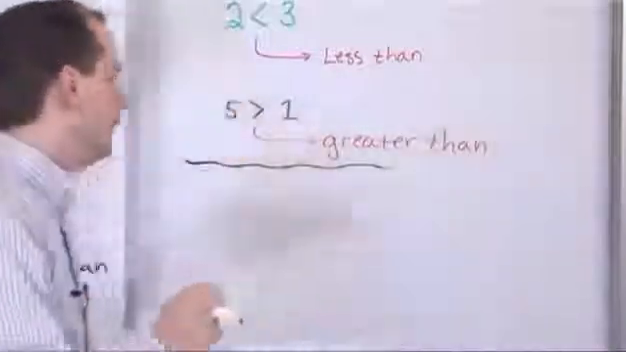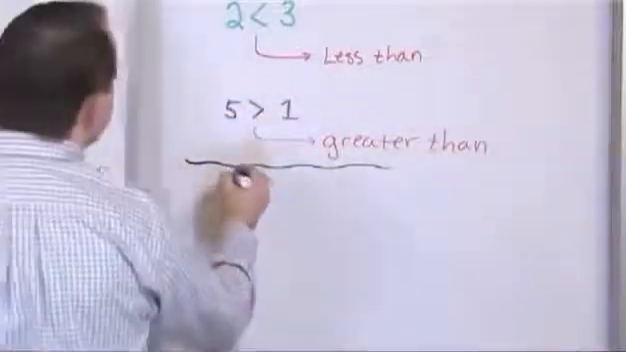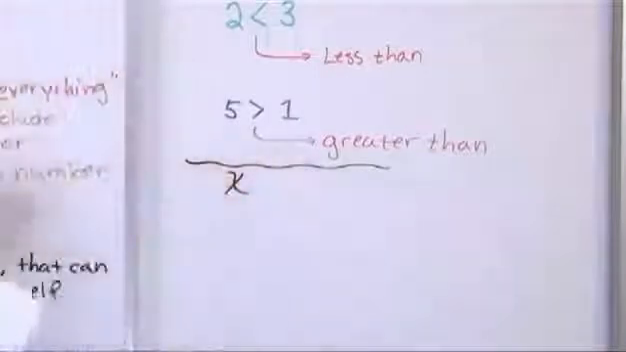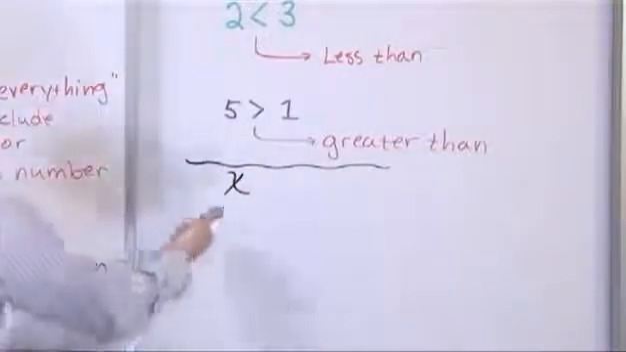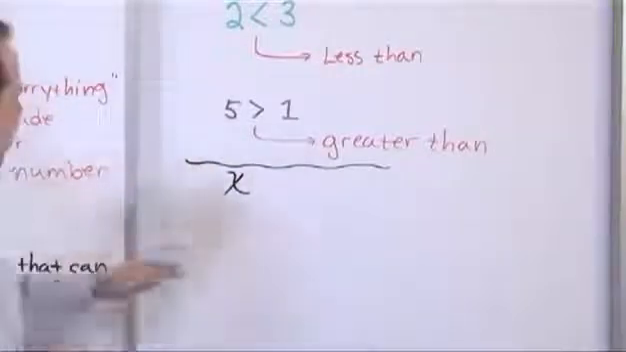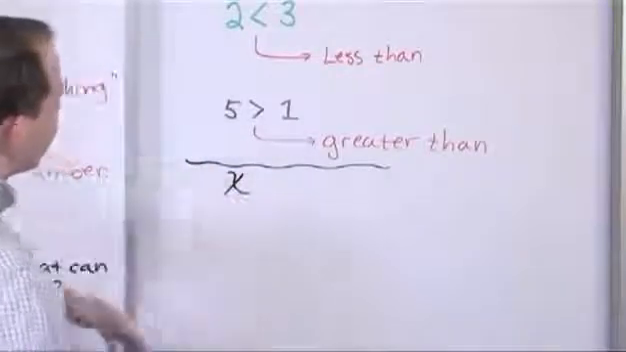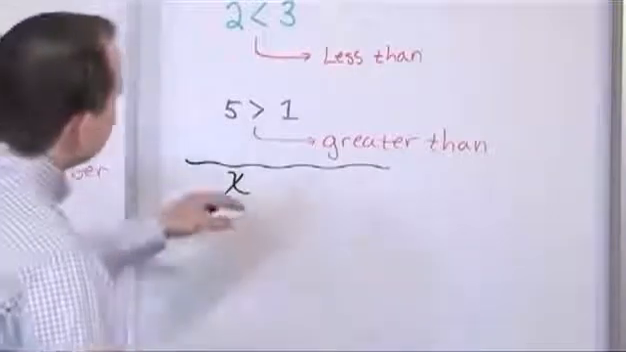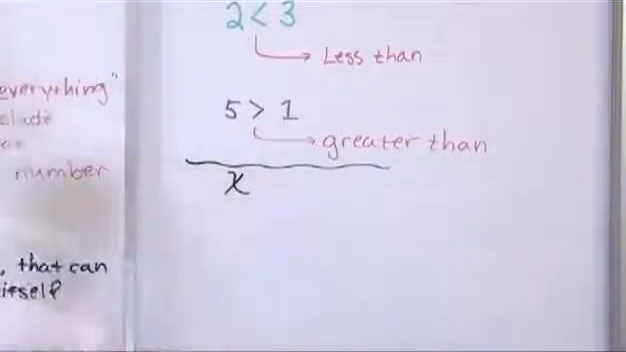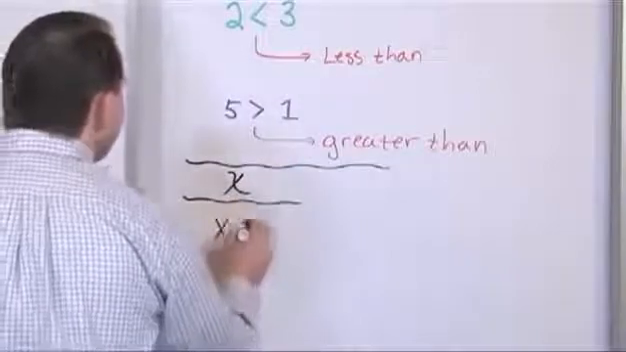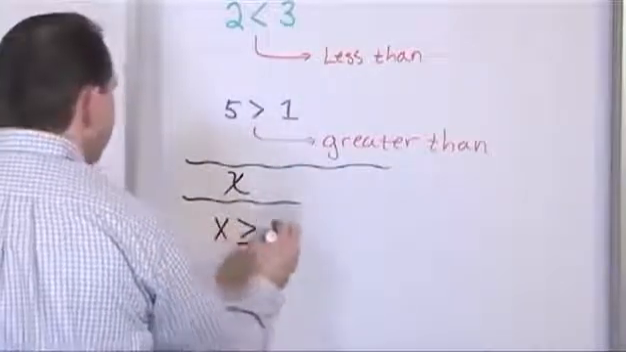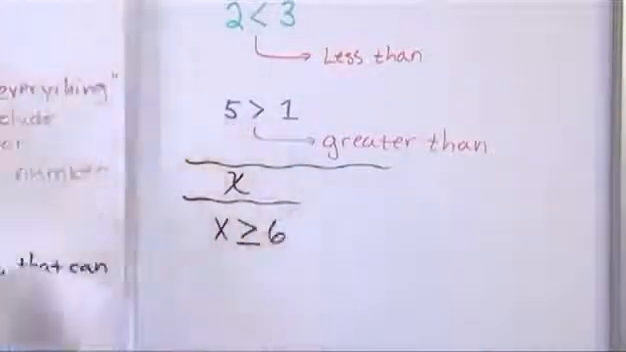Now here I'm going to introduce a variable x. You're going to see the letter x used a lot because algebra uses the letter x to represent the variable most of the time. It's a letter of the alphabet. You've seen the letter x all your life, so don't be worried about it. It's just an unknown value of something. So if I had something like x is greater than or equal to 6, I would write it like that.